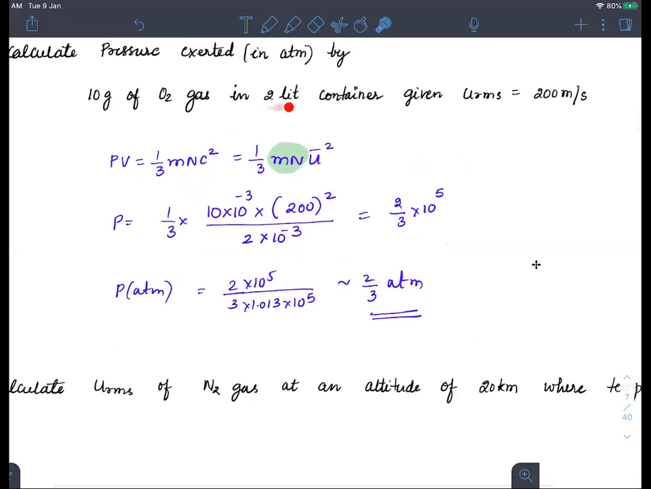Volume is given as 2 liters, so I have to convert that into meter cube. You know that 1 liter is equal to 10 raised to power of minus 3 meter cube, so I'll use that fundamental here: 2 into 10 raised to power of minus 3. This 10 raised to power of minus 3 will get cancelled. I have 10 raised to power of 4 into one more 10, so 10 raised to power of 5. This is 2 squared; one 2 will get cancelled, and there is one 3 carried here. So 2 by 3 will be coming.